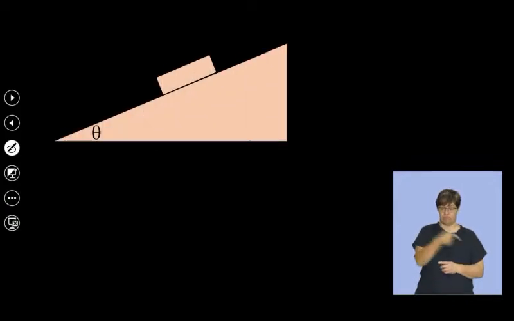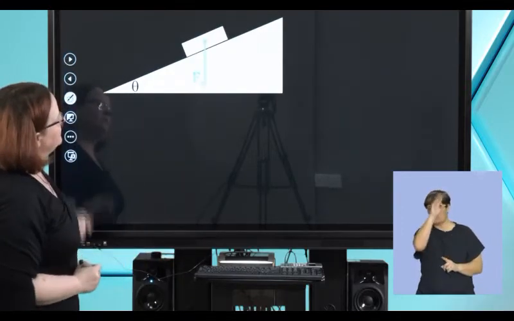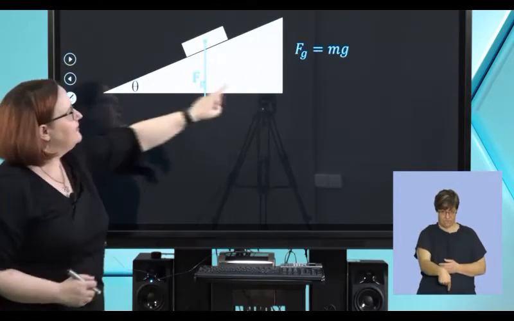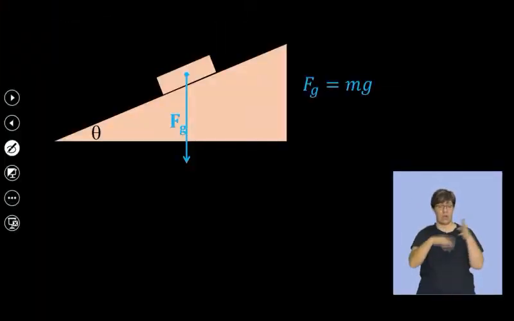So back to our object on the slope. We're not worried about weight, what the value is, but I do need to remind you of something. Weight, Fg, acts vertically down. The equation is mass times gravity. So the first thing we take note of is this. They're not necessarily going to give you the value of weight. You will have to work it out. They'll give you the mass.